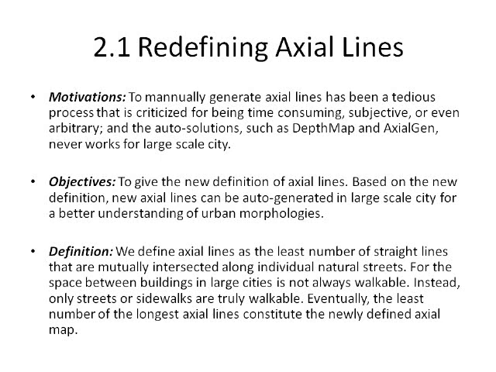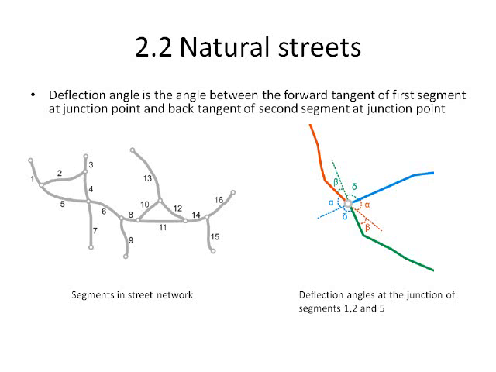The new definition is: axial lines are the least number of straight lines that are mutually intersected along individual natural streets, because the free space in large cities is not always walkable. Instead, only streets or sidewalks are truly walkable. Based on this new definition, an automatic generation of new axial lines is developed. The new definition of axial line is based on the concept of natural streets.